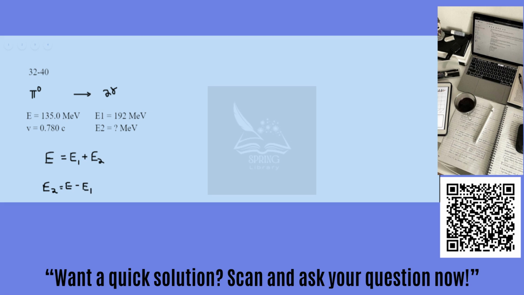E1 is given to us, and we have the rest energy of the pion, but because the question asks us to take into account relativistic effects, we need to apply these effects to this E term. So I just bring this up here. E2 equals the energy of our pion, mc squared over the square root of 1 minus v squared over c squared, minus E1, again because E1 is known. So we can simply substitute in our values.